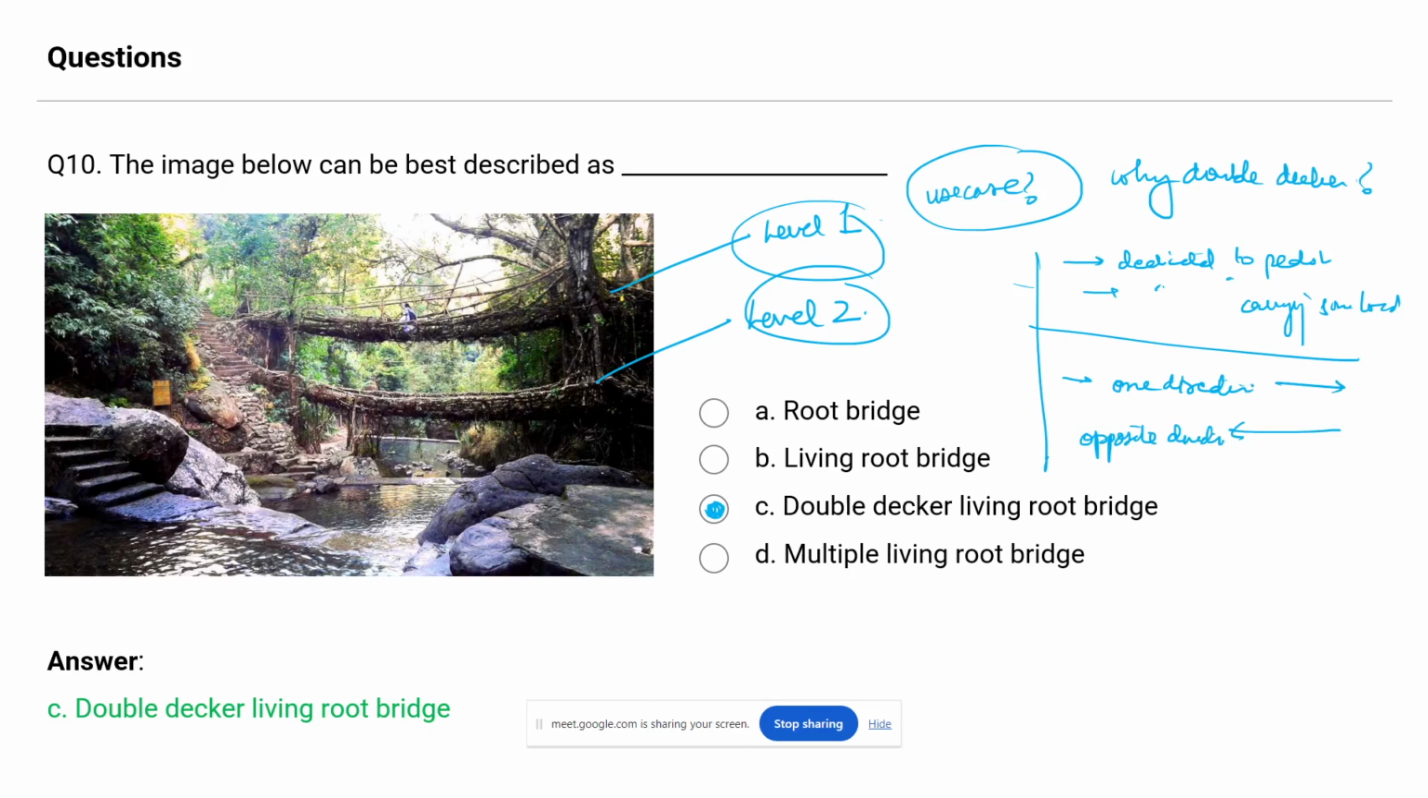Right. So we are not saying which one is correct, but when we see something different, something unique, it should always come to mind what could be the reason behind it, right? What could be the reason why people built this bridge? There could be many reasons, and our role is to try to interpret it, try to articulate what could be the probable options. But in this particular question, the correct answer is double decker living root bridge.